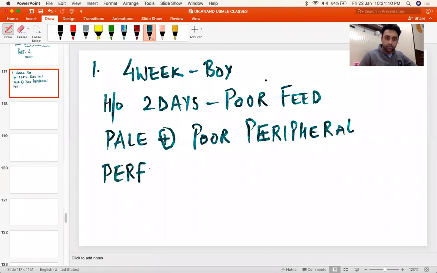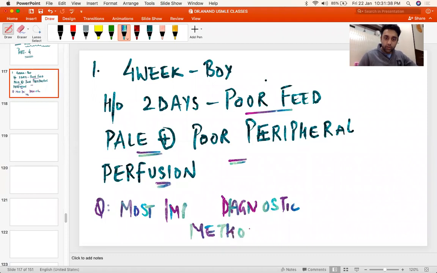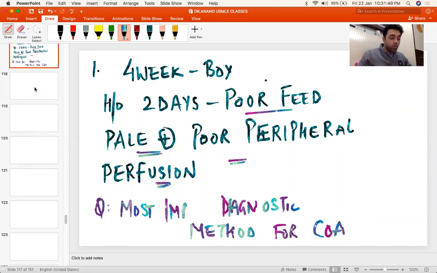Poor peripheral perfusion. I'll repeat again: a 4-week-old boy with 2 days history of poor feeding, and he was pale, he was having poor peripheral perfusion. So the question now is, which is the most important diagnostic method for this child to diagnose him for coarctation of aorta?